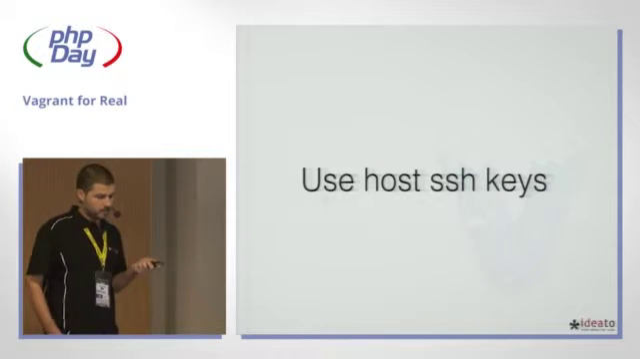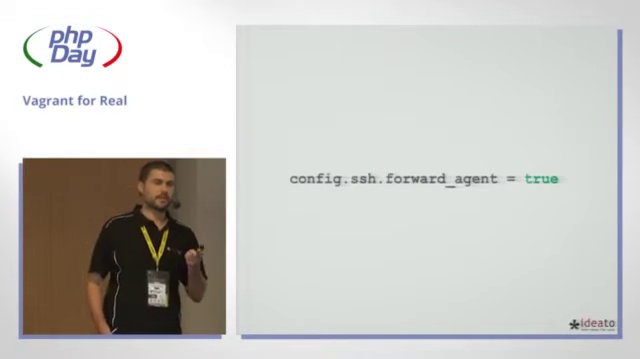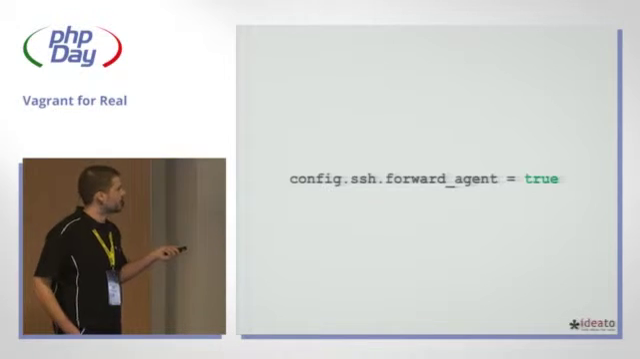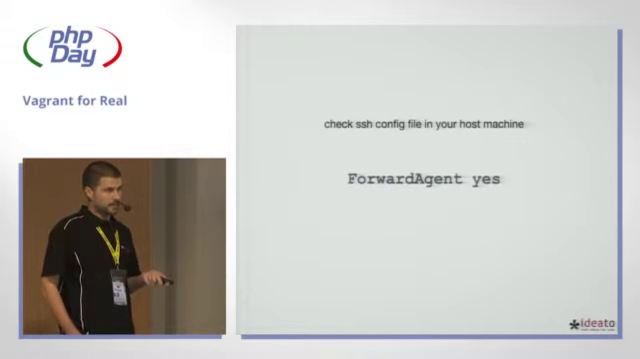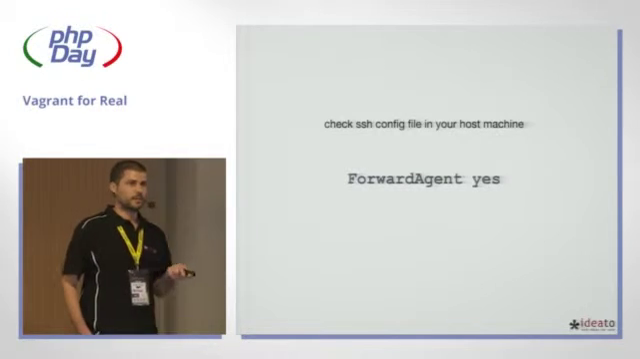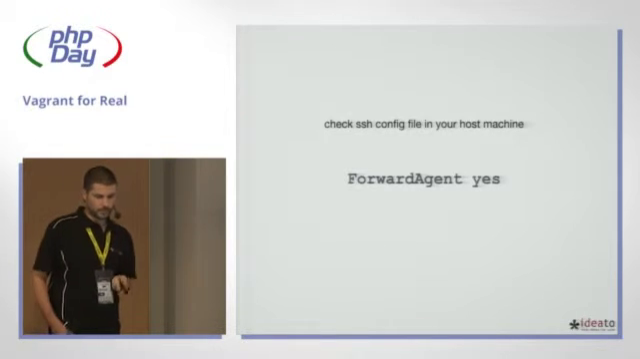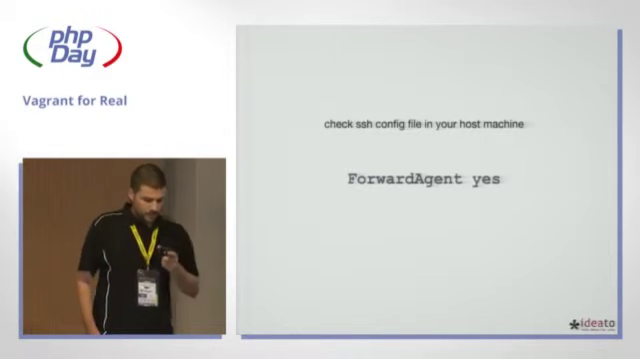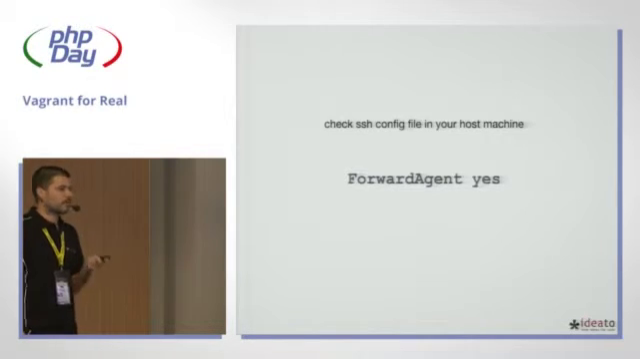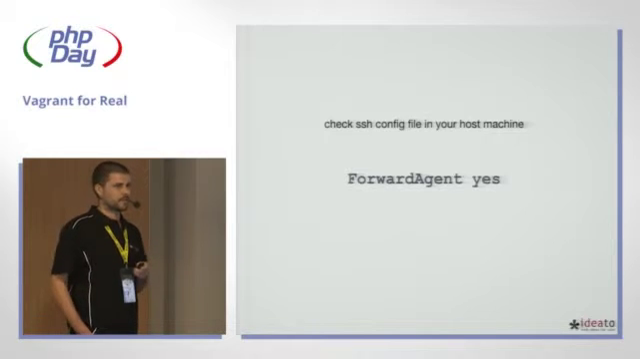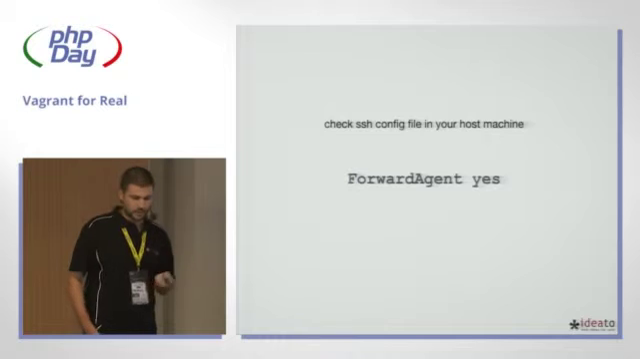Vagrant uses the host machine SSH keys only if you enable this with forward agent. Plus, you have to check the host machine SSH config file and set forward agent to yes. Forward agent is useful, for example, when you want to clone a private repository from the guest machine, or for example, run a deploy from the guest machine.